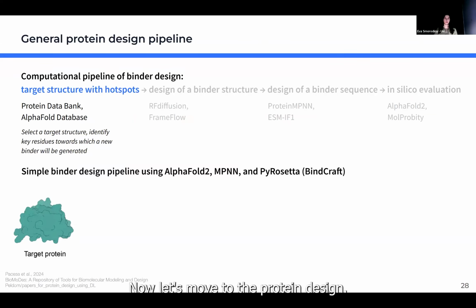Now let's move to the protein design. Here we will look into the protein design pipeline of a binder design. Usually we start from a target structure. This target structure can be a structure from the Protein Data Bank or a predicted structure. On this target, you will define hotspots. Hotspots are the places on the target towards which you want to design your binder.